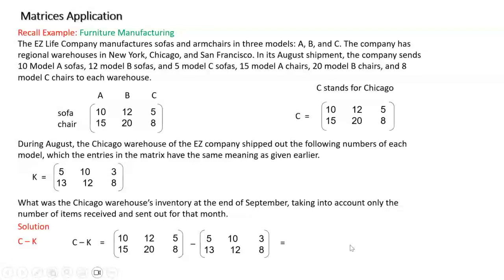So it'll be 10 minus 5, which is 5. 12 minus 10 is 2. 5 minus 3 is 2. 15 minus 13 is 2. 20 minus 12 is 8. And 8 minus 8 is 0. So this is what was left after that transaction.